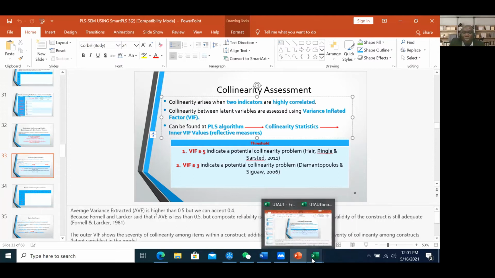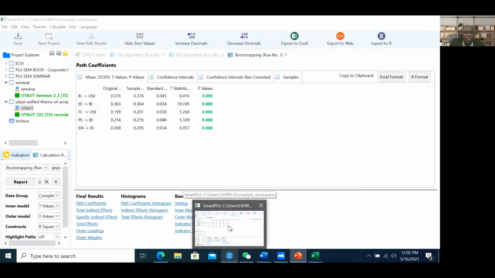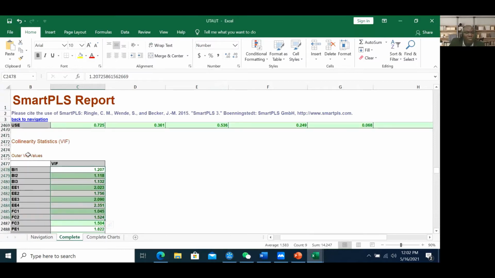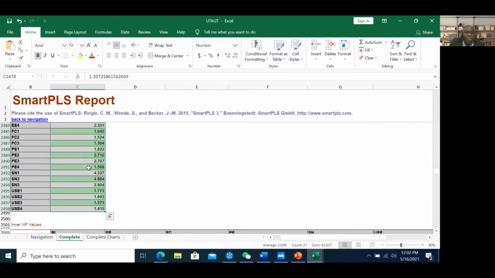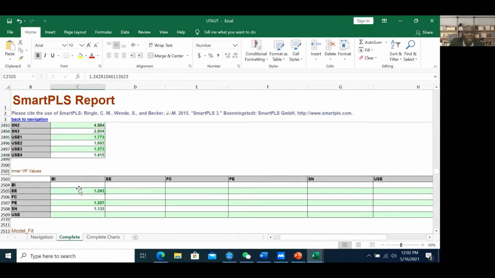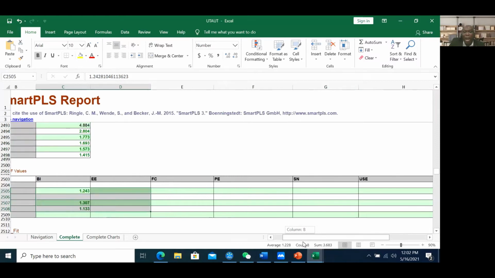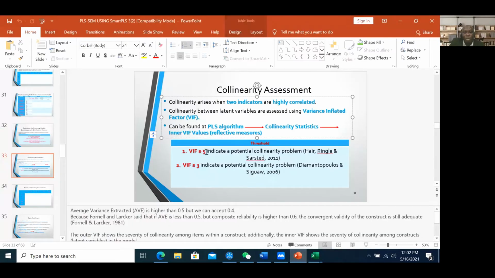Because our model is a fully reflective model, we're going to use the inner VIF. This is the outer VIF, and all of them are less than 5. This is the inner VIF. From the inner VIF, we can see that all of them are either less than 3 or 5, so it meets both of these criteria.